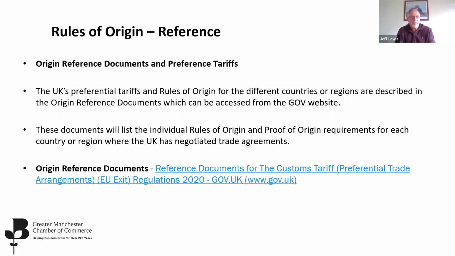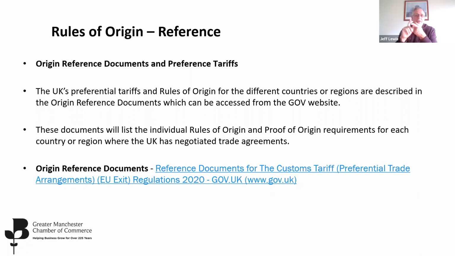I believe this is the final one of this short session, and we've still got just over 15 minutes left, so plenty of time for Q&A if you like. Origin reference documents, what are these? Well, you will get two reference documents per agreement. So in terms of the European Union, for example, if you go onto the .gov website and put reference documents for the customs tariff, that's directly off the website. You can download these documents as Word documents if you want to.